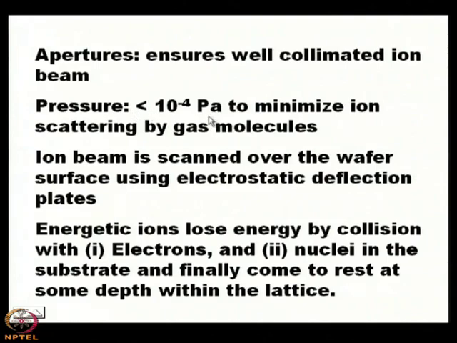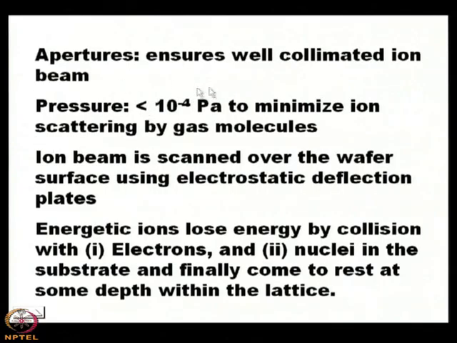If it is not evacuated, then what will happen? There will be gas molecules inside the tube. So, when the ion beam travels through the gas molecules, it will be scattered, so it can lose its energy. The direction can be changed by scattering. That is why care must be taken so that the acceleration tube, the tube through which the ion beam is passing, is almost evacuated. That is why 10 to the power minus 4 Pascal, or less than this, is required.